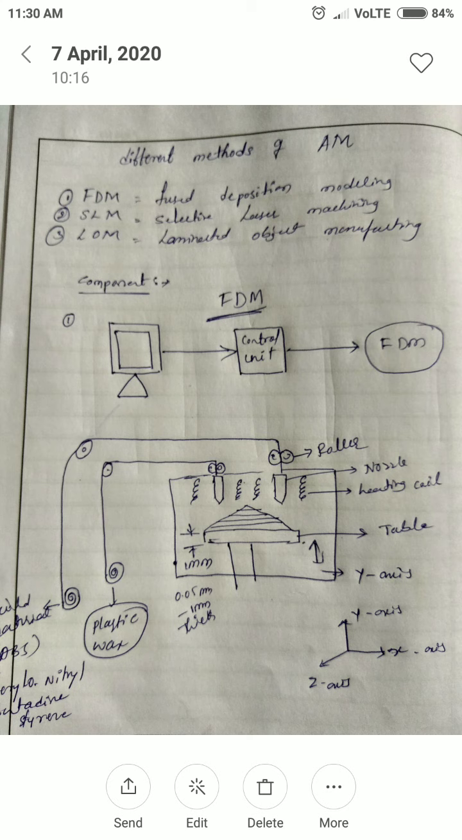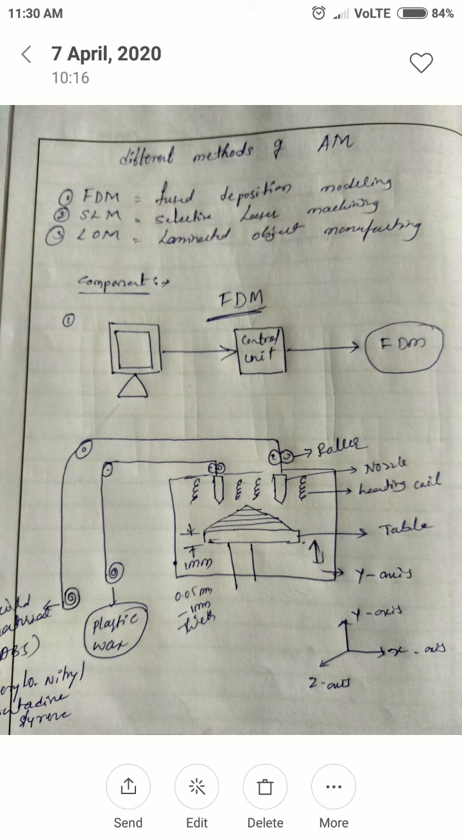Then you come to the working principle of fused deposition modeling. This is a very important topic. So we come to the working. When everything is ready, when this chamber is ready, this comes in the FDM chamber. In the above diagram, see here: computer, control unit, and the FDM section is there.